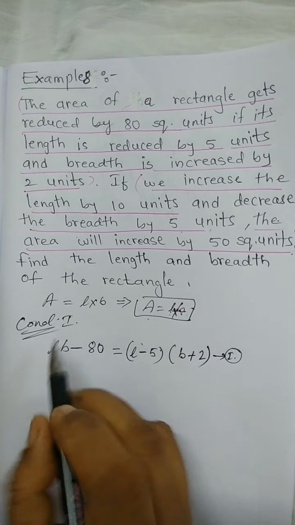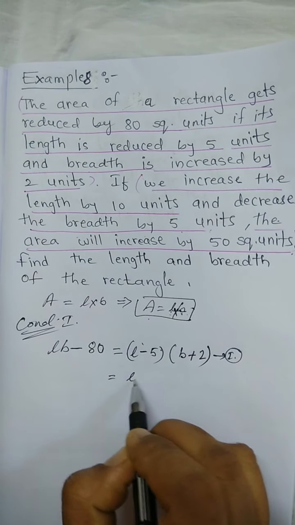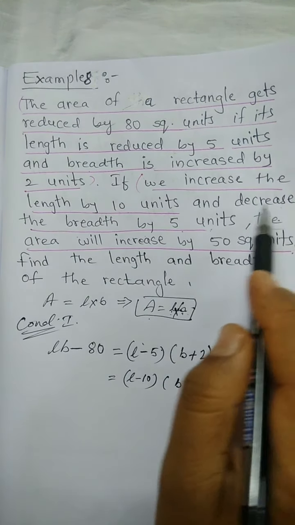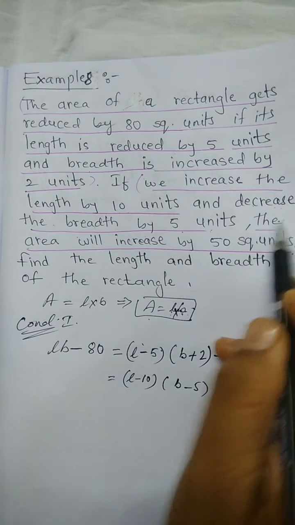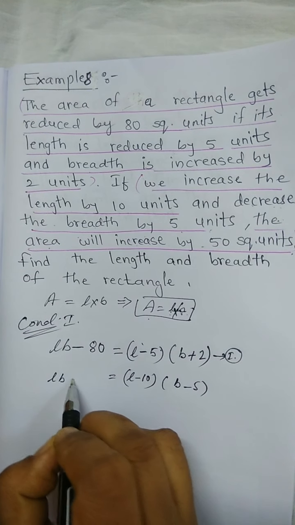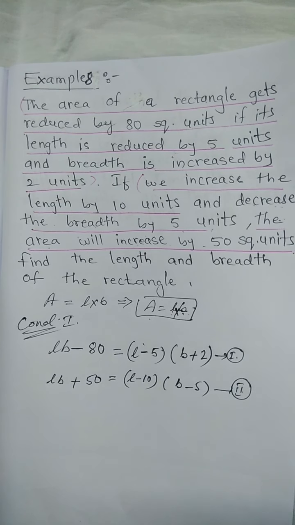Second condition is if we increase the length by 10 and decrease the breadth by 5, then the area will increase by 50. This is second situation. Okay.